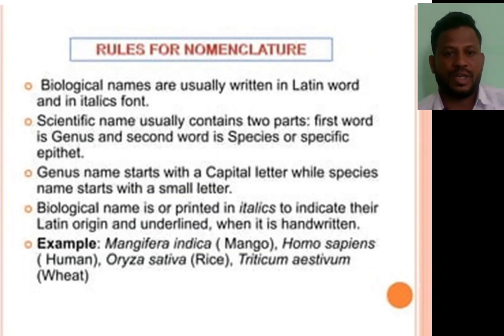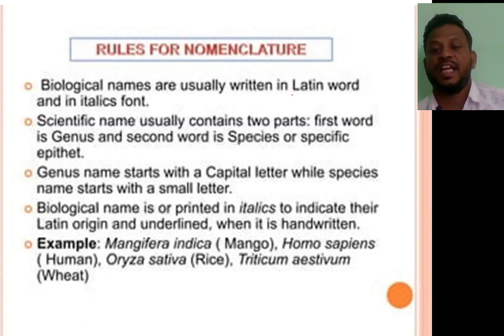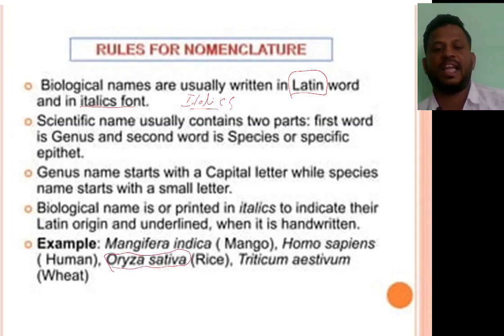Okay, next, if we move further, there are some rules we have to follow to name the organism or the plants here. First rule we are going to see, what is that rule? First rule: biological names are usually written in Latin. Which language do we use here? The Latin language we use for the name, and it is written in italic font. Italic font means a little bit slanted like this, right? Italic like this, we have to bend it a little, that is the italic font. You can see this is in the form of italic font style. I mean, biological names are written in Latin words, right? Latin words, you can see here.